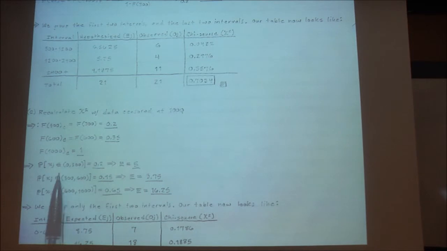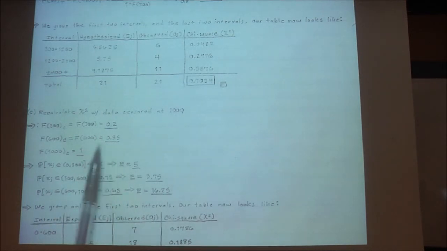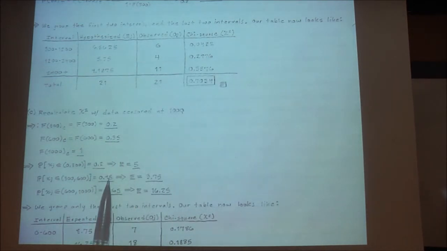Censored at 1,000. So your probability that a randomly chosen observation is in the interval from 0 to 300 is 0.2. Therefore, your expected number of claims in that interval is 0.2 times 25, that's 5. From 300 to 600, 0.35 minus 0.2, your probability of being in that interval is 0.15. So you multiply that by 25, and 3.75 is your expected number of claims in that interval.